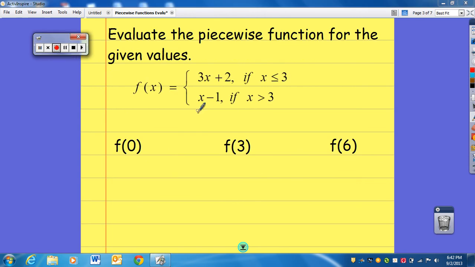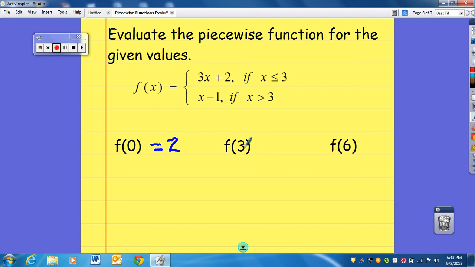So let's do a little bit more practicing with evaluating piecewise functions. So I want to find f of 0. That means I want to use my input, or my x value, to be 0. So let's take a look at my two domains. The first domain says any values that are less than or equal to 3. My second part of the domain is if x is greater than 3. So since 0 satisfies the first part of the domain, I'm going to plug 0 into the first equation. So 3 times 0 is 0, plus 2. That means that my f of x is 2.